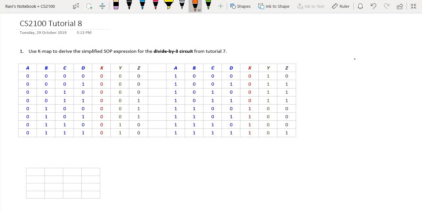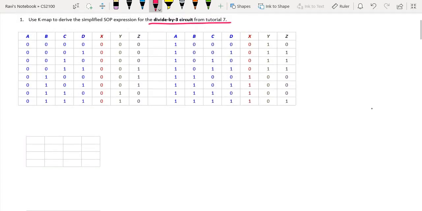So the first question is on K-map. For this question, we are going back to the K-map that we derived for the divide by 3 circuit from tutorial 7. We have seen how we can do the simplification using Boolean algebra, and we saw that it was quite a painful and tedious process, whereas if you use K-map, it's very easy. So let's see how we can use K-maps.